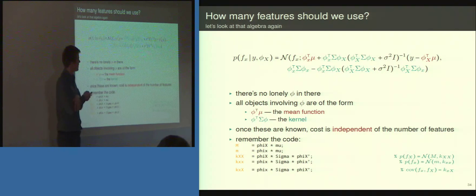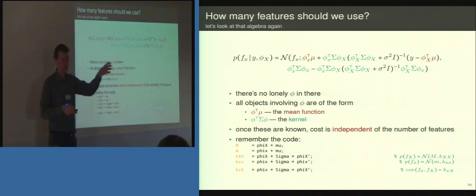Now if you look at this expression, the first thing you notice is there's no lonely phi in here. There's no single feature function anywhere. All the feature functions are contained in inner products. Inner products of two forms. The first one is this one over here. So this is some kind of mean prediction for function values, and this is often called the mean function. And this in fact can be really anything, simply because shifting a Gaussian around in the output domain doesn't change the fact that it's still a Gaussian.